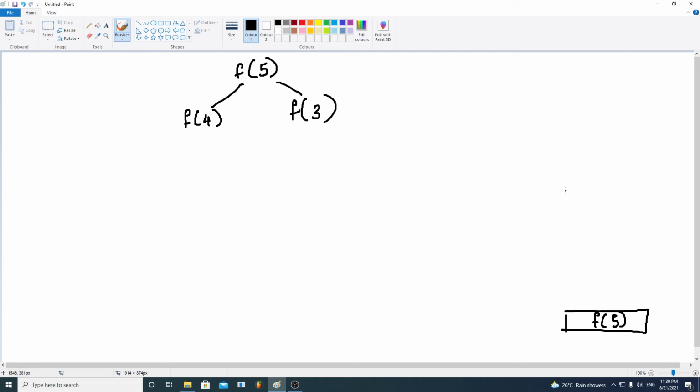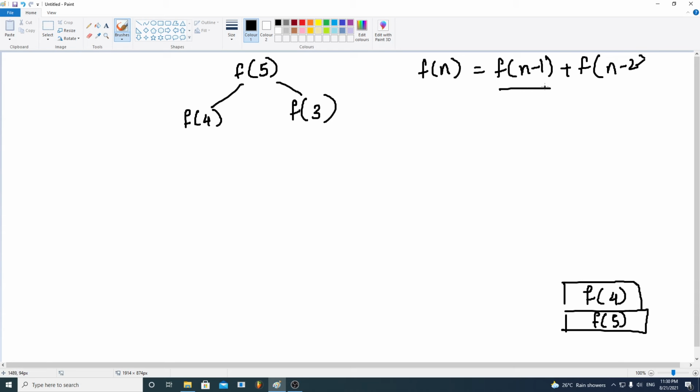So of course, the second function that will be stored in the stack will be f of 4. Why not f of 3? It is just because in the function f of n equals f of n minus 1 plus f of n minus 2, this is the first function that the program is going to look at while recursively calling it. So f of n minus 1 here, in this case for f of 5, is f of 4. So this function will be called.